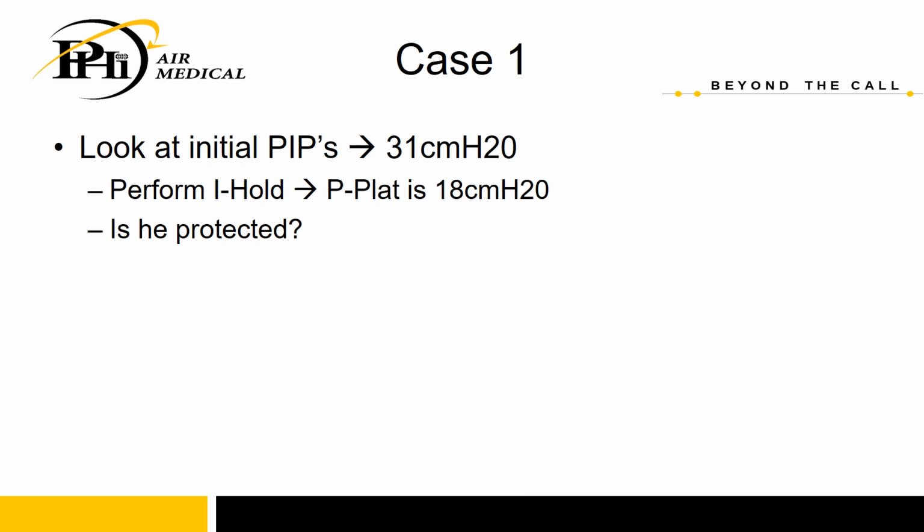All right, so you've placed this patient on the ventilator now, and we are going to perform an eye hold using our initial vent settings. We look and we have an initial PIP, or an initial peak inspiratory pressure, of 31 centimeters of water pressure. We perform an eye hold and we see that our plateau pressure comes back at 18 centimeters of water pressure with the settings that you've chosen. So is he protected? Yes, he is. And we do not need to make any changes to our tidal volume at this time.